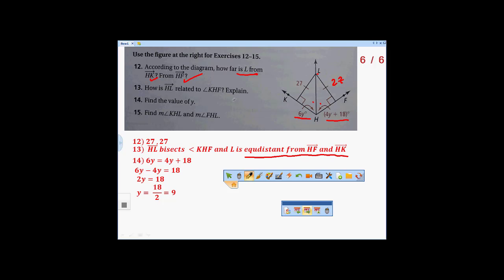Now I solve this question. Find the measure of angle KHL and FHL. We know that the measure of angle KHL directly equals the measure of angle FHL. It means here I know that the measure of angle KHL is equal to 6y. So I make multiplication. I remove y and put 9 instead of y. It will be 54.